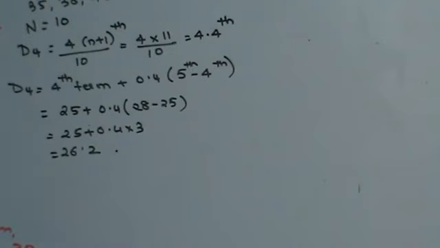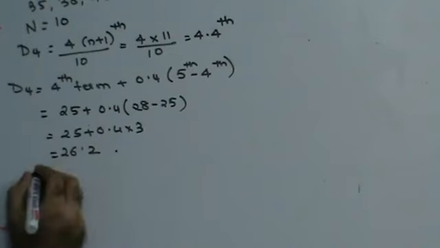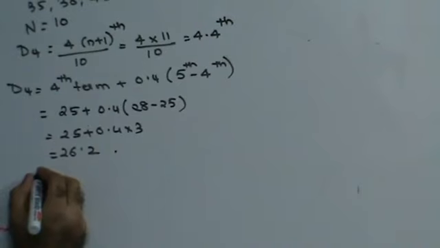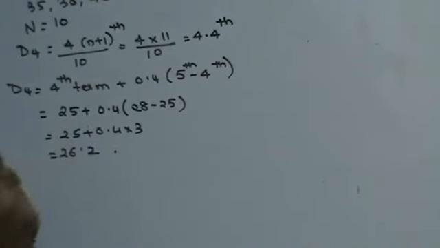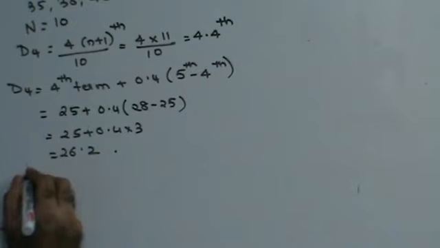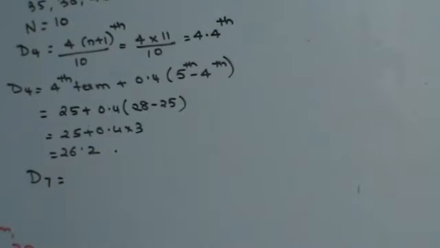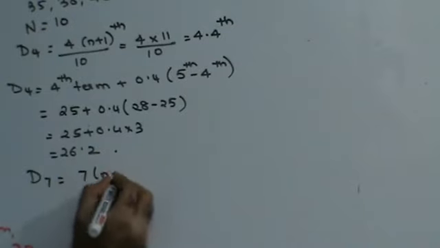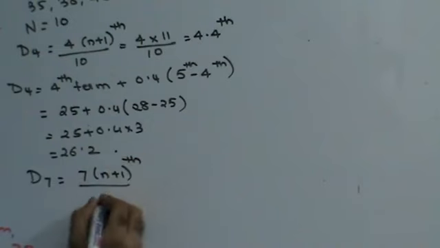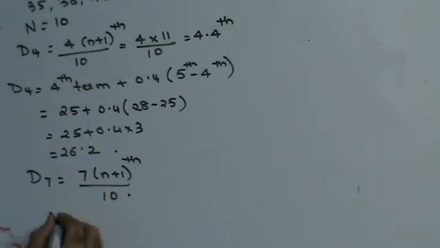Once I've done D4, you should be able to find out D7 on your own. I'll leave D7 for you all to solve. Look at this and solve D7. If you want, I will write the formula for you: 7 times (n plus 1) upon 10. Solve D7, you should get the answer for D7 as 34.4. Right?